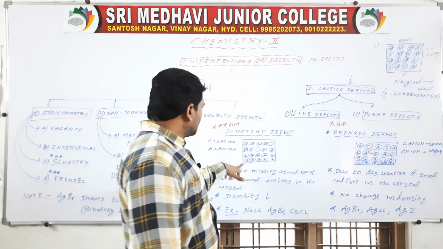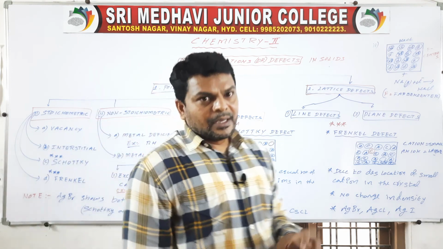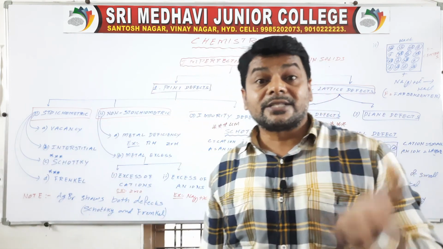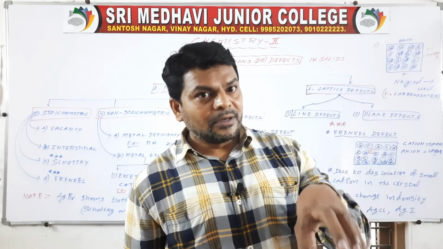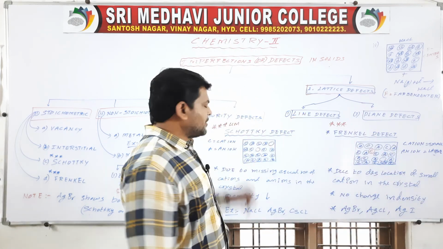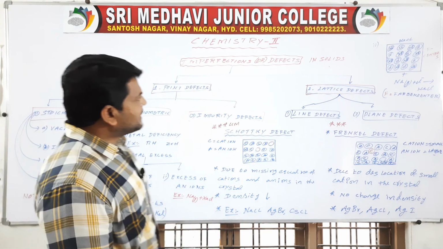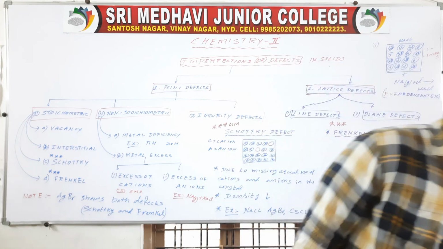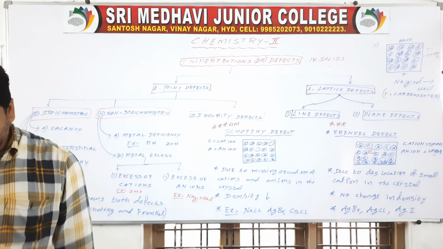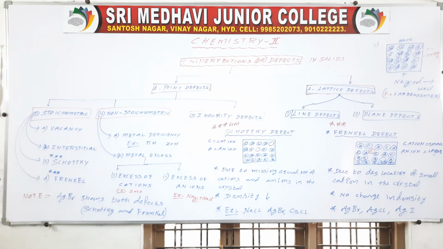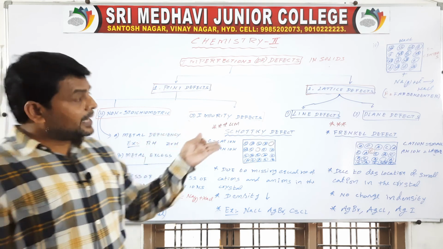Next, impurity defects. Impurity defects means if you take sodium chloride which contains strontium chloride, due to the presence of strontium chloride, impurity defects are formed. This is imperfections or defects in solids. Got it? This is the way we discuss imperfections and defects in solids.